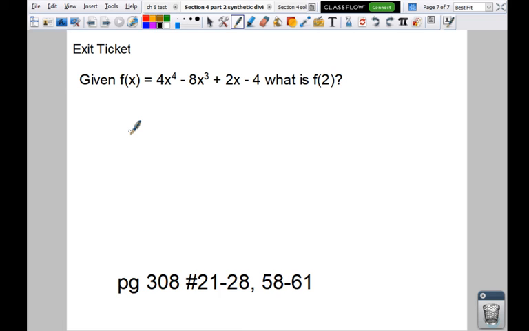So, given f of x equals 4x to the 4 minus 8x to the third plus 2x minus 4, what is f of 2? So, you're going to use synthetic division, and you're going to plug 2 in the box. I'll give you that much. So, go through, do this problem. I will turn on Socrative and put your homework on Google Classroom.